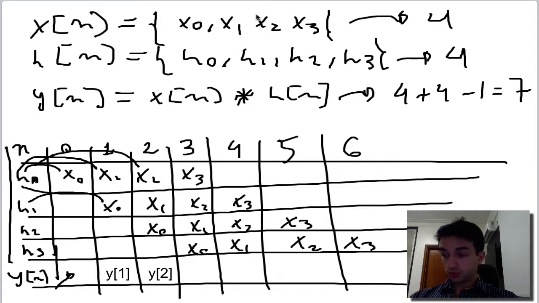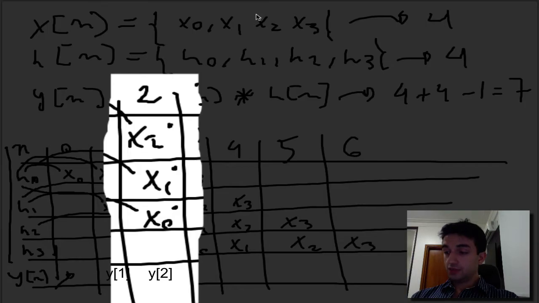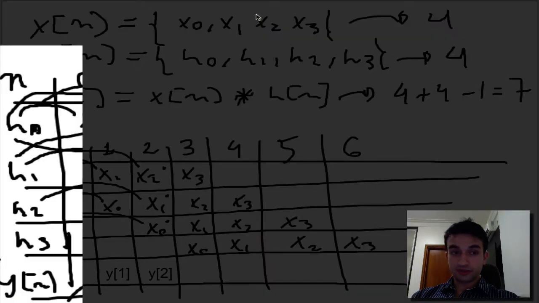Similarly, y of 2 is x of 2 times h of 0, plus x of 1 times h of 1, plus x of 0 times h of 2. So it's basically the summation of each element in the column above, so x of 2, x of 1, x of 0. And each of those elements is multiplied by the corresponding sample from the second sequence, which is in the first column, h0.